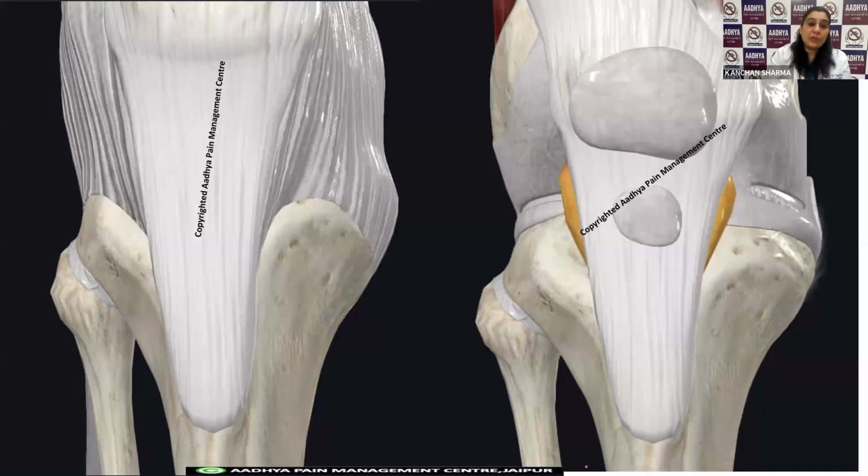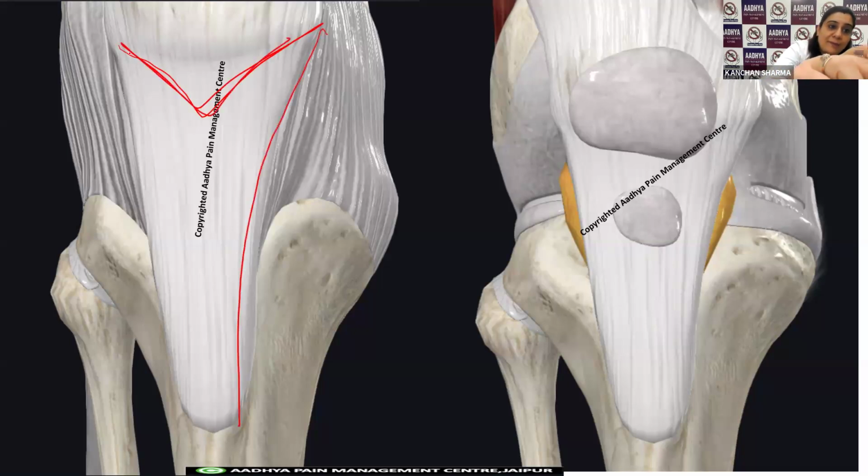Okay. So we were talking about the patellar tendon. This should be the apex of the patella. This patellar tendon takes its origin not only from the apex, but from the sides also, and it attaches itself on the tibial tuberosity, which we have already seen when we started the presentation.